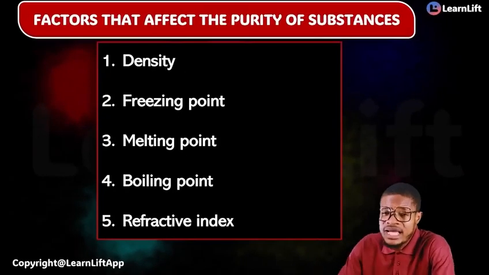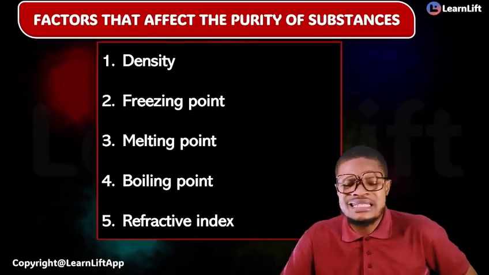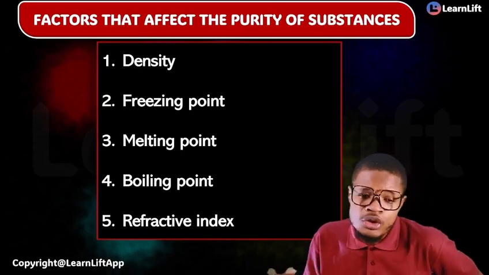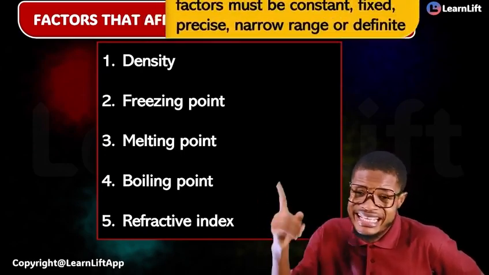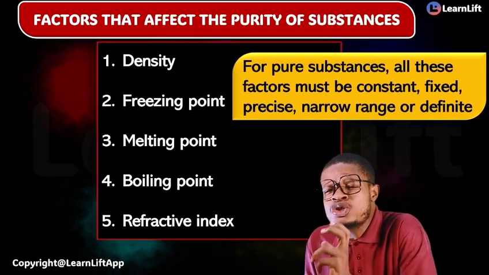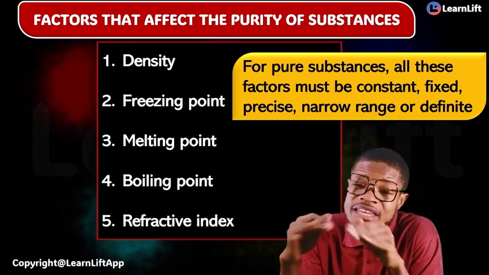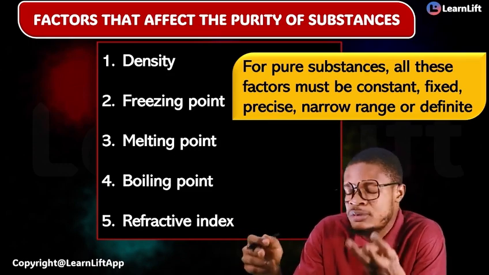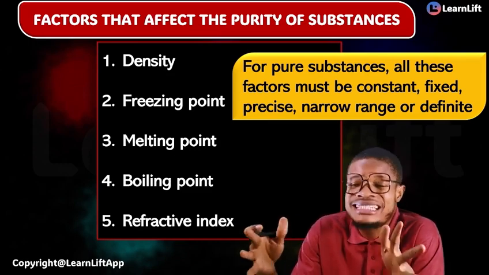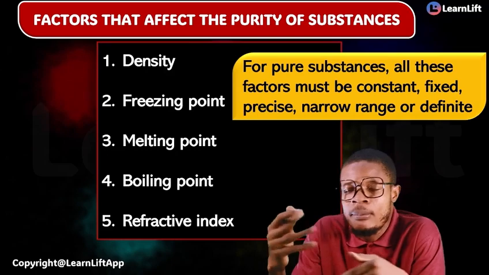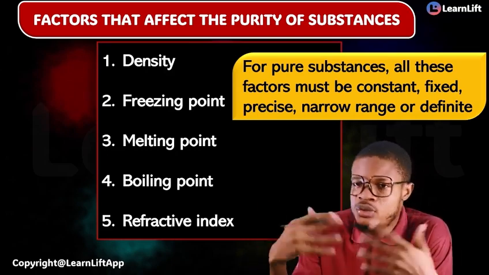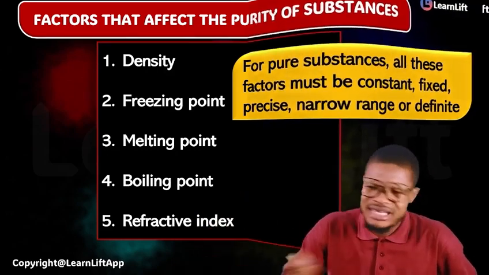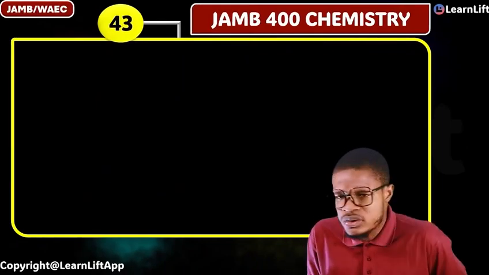Again, for the last time, don't forget, what are the factors that affect the purity of a substance? There are 5 of them. Your density, your freezing point, your melting point, your boiling point, your refractive index. And don't forget this, that for pure substances, if that substance is pure, these factors are kept constant. They are kept precise, fixed and within a narrow range, right? Beautiful. But when you introduce impurities to it, it will affect the overall performance of everything. That's all. If you get that very quickly with me, let's look at this question.